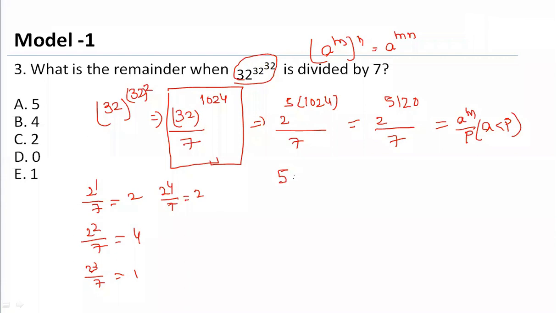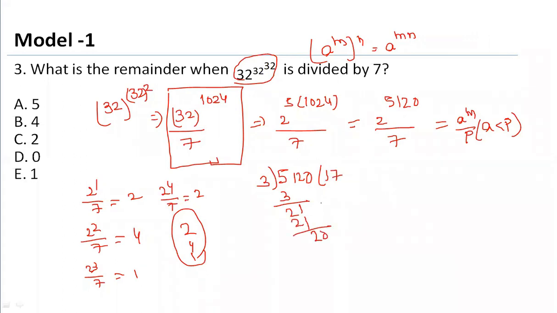So the power 5120, I have to divide with respect to 3 because the cyclicity is nothing but 2, 4, 1 here. So 3 ones 3, we have here 21. 3 sevens 21. Next we have 20. 3 sixes are 18. That means what is the remainder, guys? Remainder is nothing but 2. So if remainder is equal to 2, we have to go for 2 power 2 by 7 respective value, which is nothing but 4.